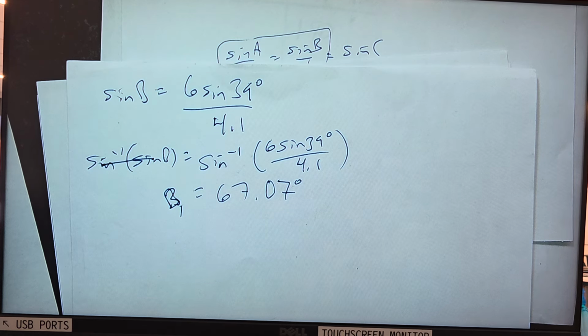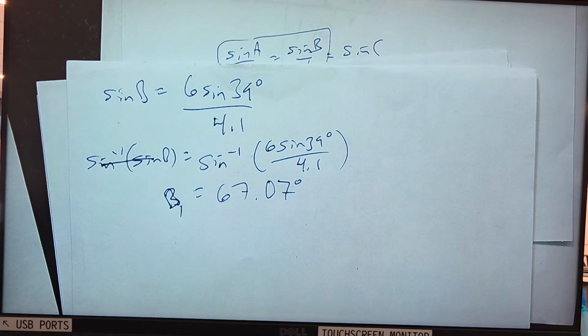So now, when I'm doing a law of sines, and I use my inverse sine, I need to check, is it possible there's another triangle? What would B2 be then? Yeah, 180 minus this will be 112.93. Is that what you got? Yes, okay. So does that work in our triangle? What was the angle that was already in there? 39 degrees. Does 112 plus 39 leave room for a third angle?